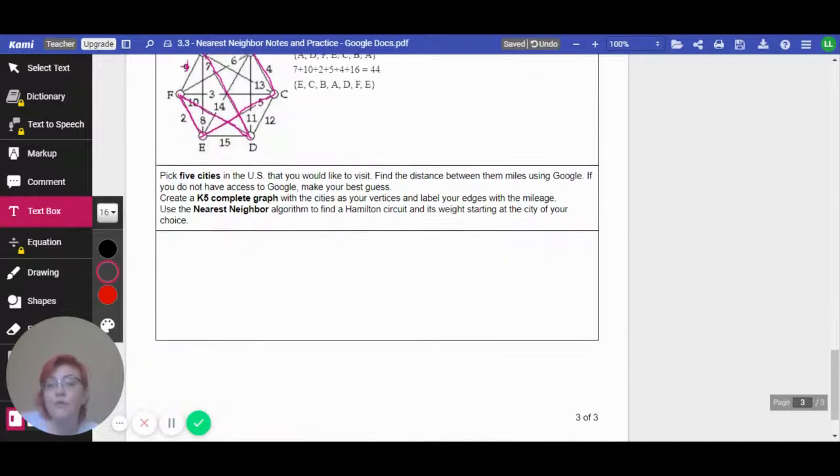All right. For your final one, you're supposed to pick 5 cities in the US that you would like to visit. Find the distance between them in miles using Google. If you don't have access to Google, you can make your best guess. You're going to create a K5 complete graph with the cities as your vertices, and you're going to label your edges with your mileage. Use the nearest neighbor algorithm to find a Hamilton circuit and its weight starting at the city of your choice. I'm going to leave that one up to you.